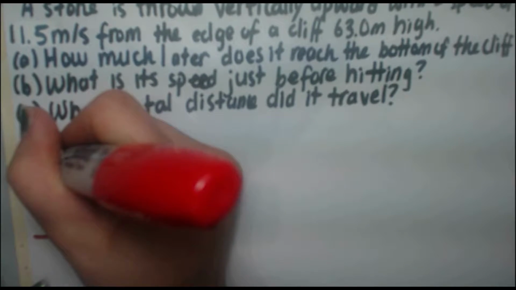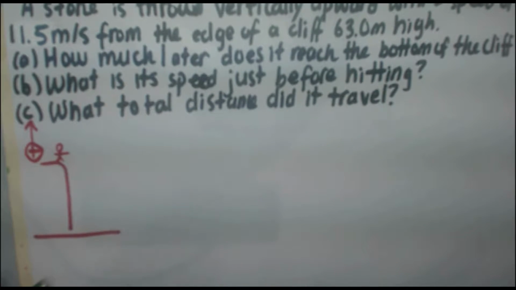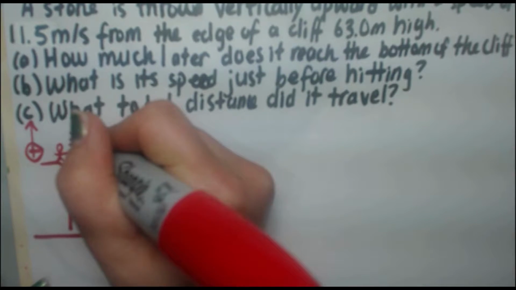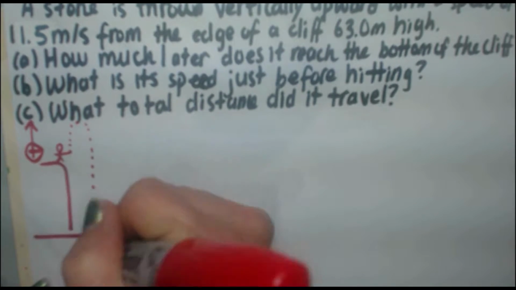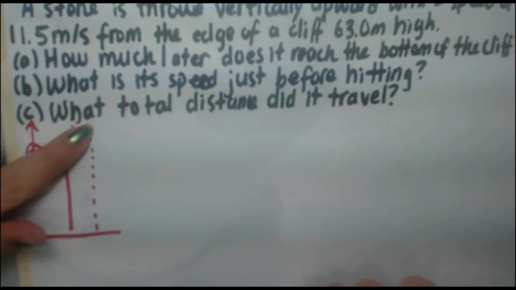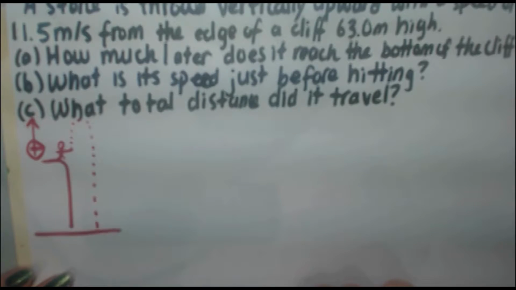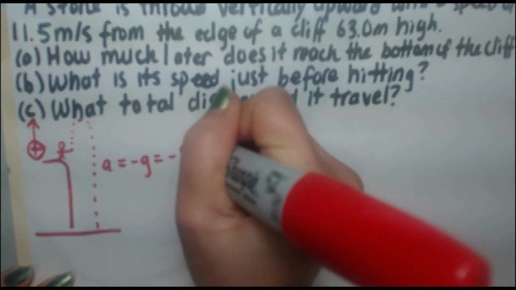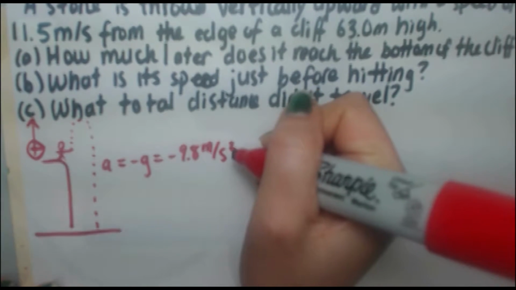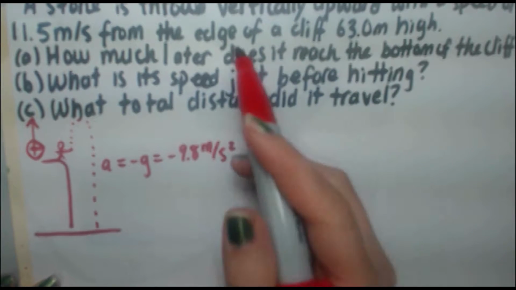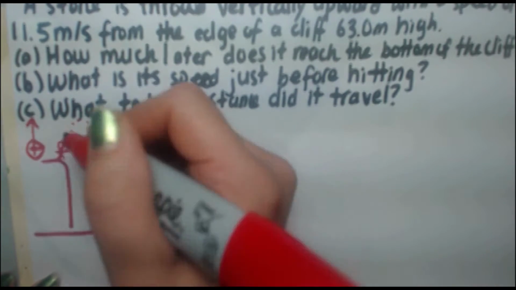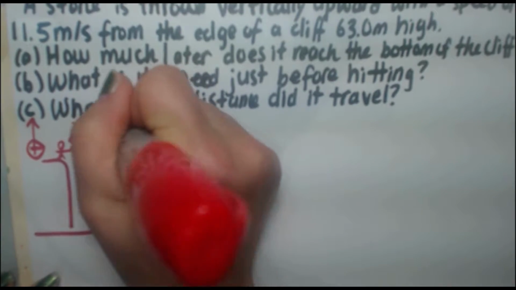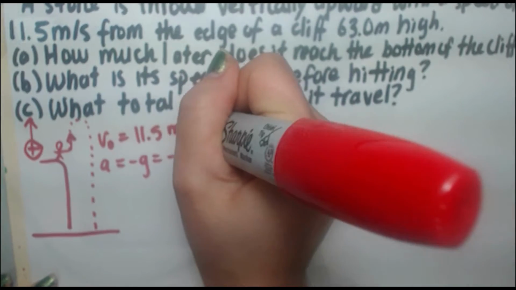I've got a little person there, and they're throwing a stone straight up. So it's going to go up, and then it's going to turn, and fall back down to the ground. As it falls, it's accelerating due to gravity. So we're going to say that the acceleration is negative g, or negative 9.8 meters per second squared. The stone is thrown vertically upward at 11.5 meters per second, at that point right there. So v naught equals 11.5 meters per second.